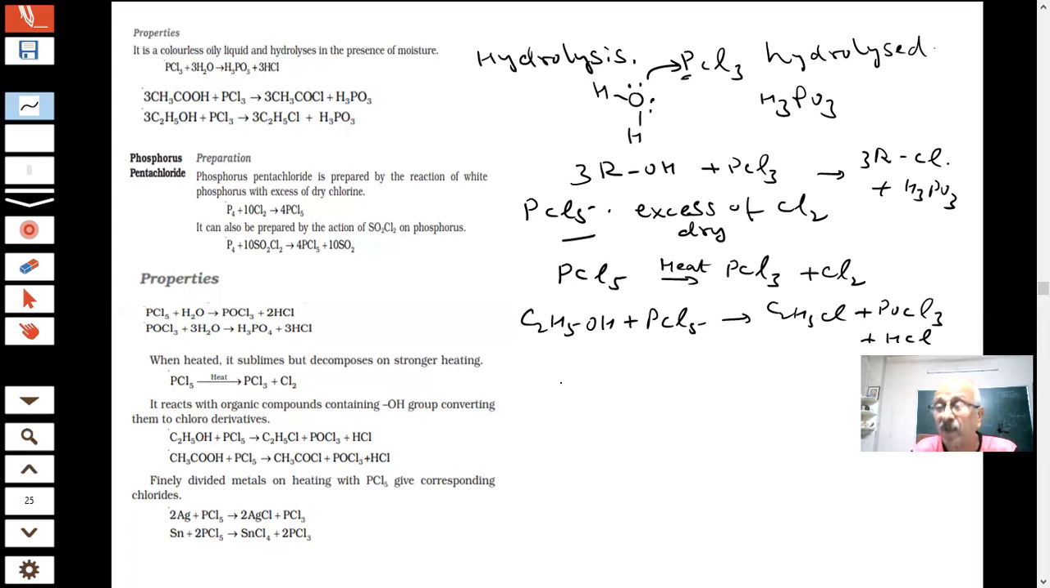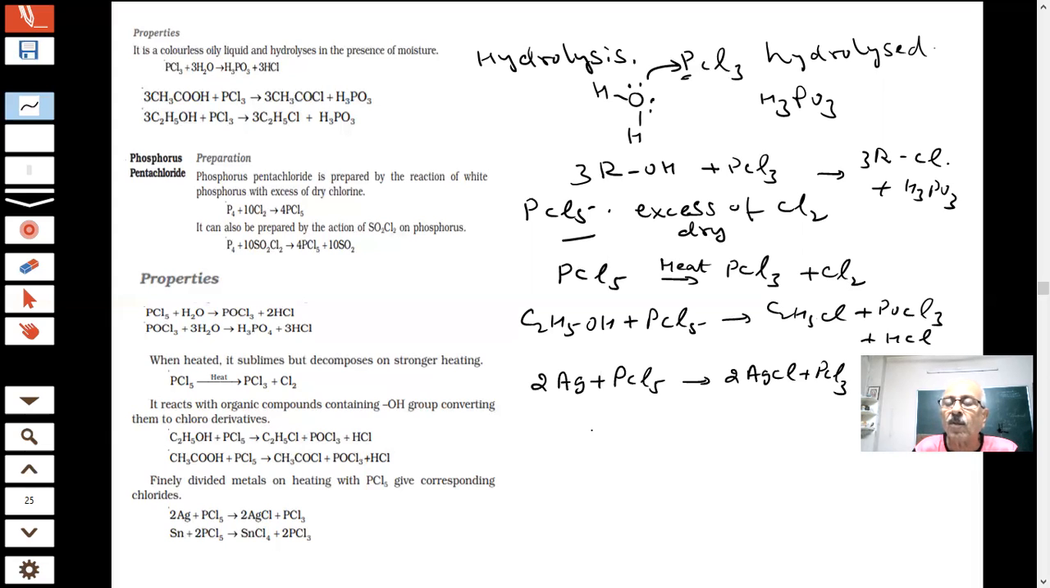So phosphorus halides are important compounds. They are used in organic chemistry. You have seen in the chapter of haloalkanes the chlorination of alcohols. And they react with metals also. So PCl5 can react with metals: 2Ag plus PCl5, students, you are getting 2AgCl plus PCl3.